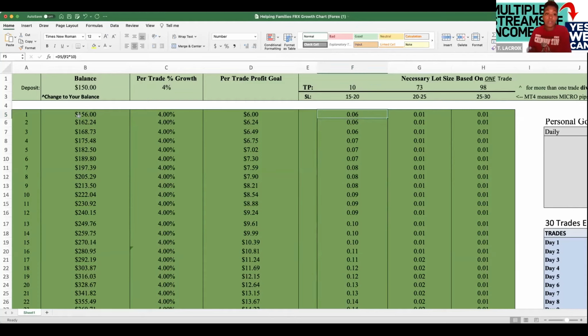And so that's all you do with this chart. Literally, you put your amount in here. It tells you the 4% growth and how much that is per trade profit you receive. And this is how big the lot size needs to be for that line. Now, if you are trading indices or crypto, you need to be at a 0.01 lot size till you get to $1,000.